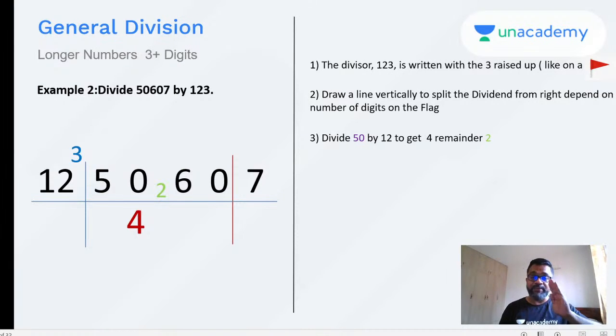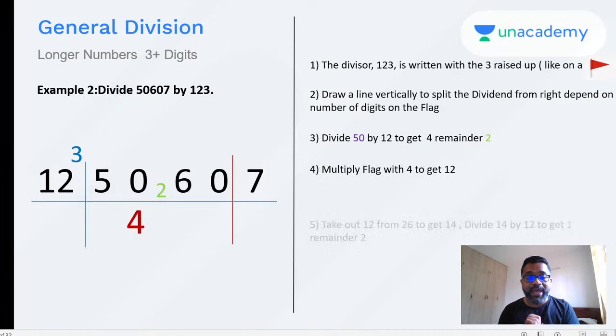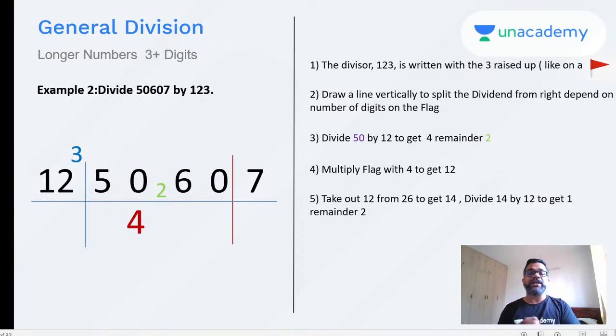I'm always going to be dividing by 12, but before you divide by 12, I will multiply the flag with 4. So 3 into 4, I will get 12. And then I will take 12 out from 26, so it's basically 26 minus 12. I will get 14. Now I've got 14, and 14 is what I will divide by 12. When I divide 14 by 12, what do I get? 12 goes one time with a remainder of 2.